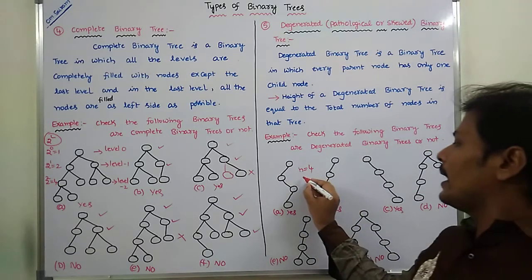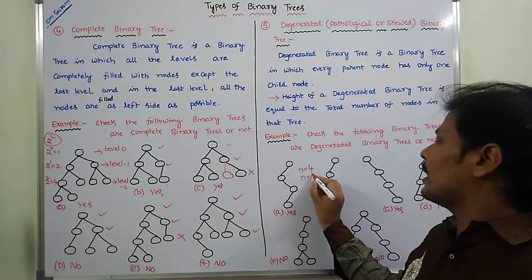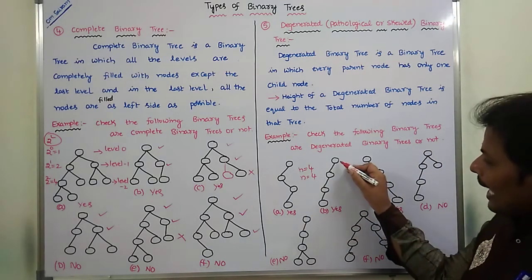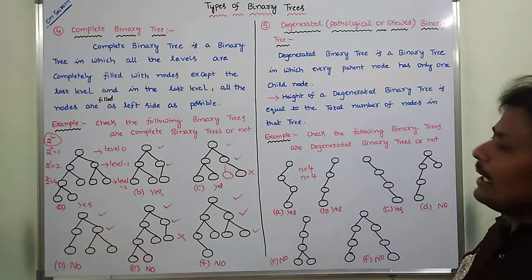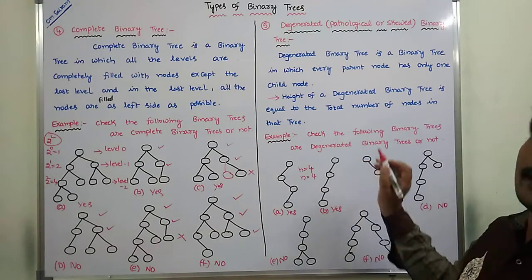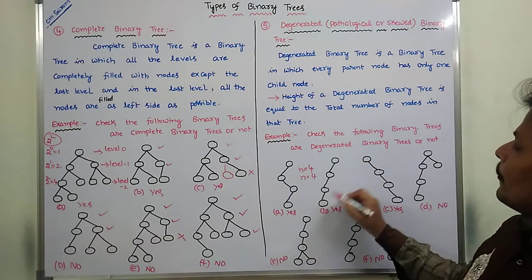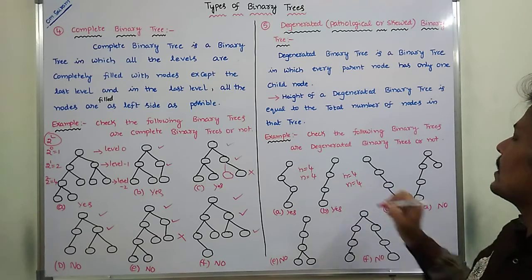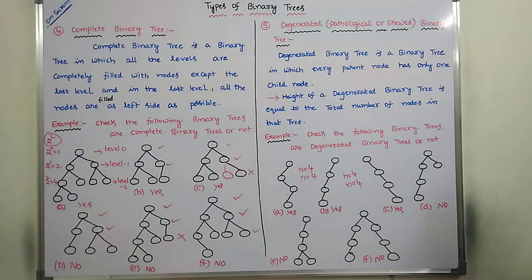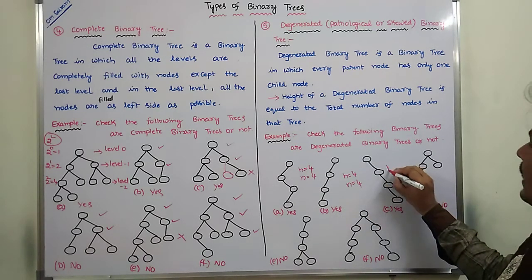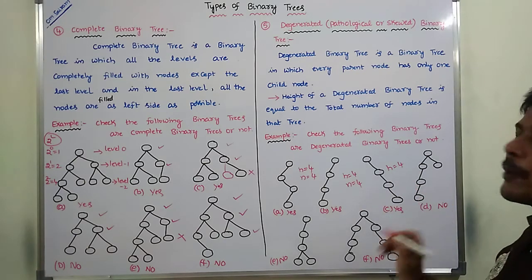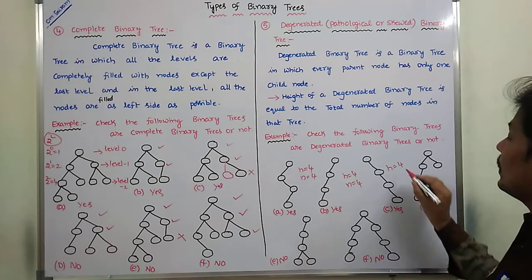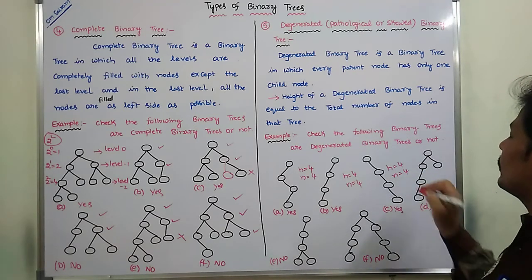Next, here the total number of nodes n is also 4. What is the height of the tree? Total number of nodes in the tree: 1, 2, 3, 4. Height is equal to 4 and the number of nodes is also equal to 4. Next, here also height is equal to the number of nodes from root node to leaf node. So height is 4 and the number of nodes is 4.